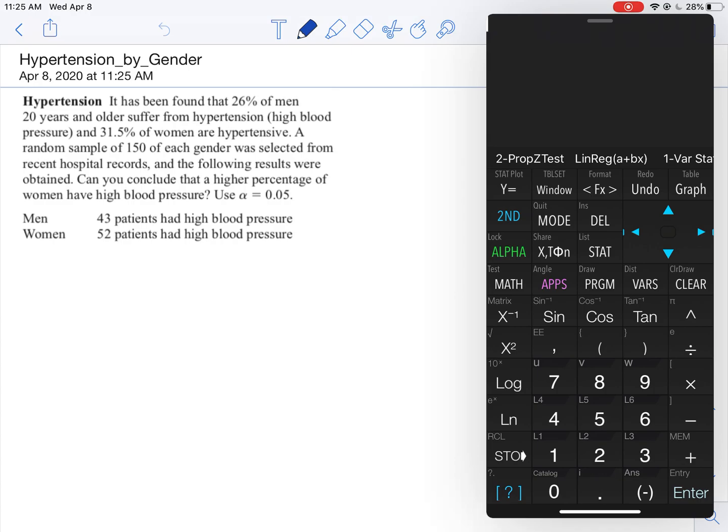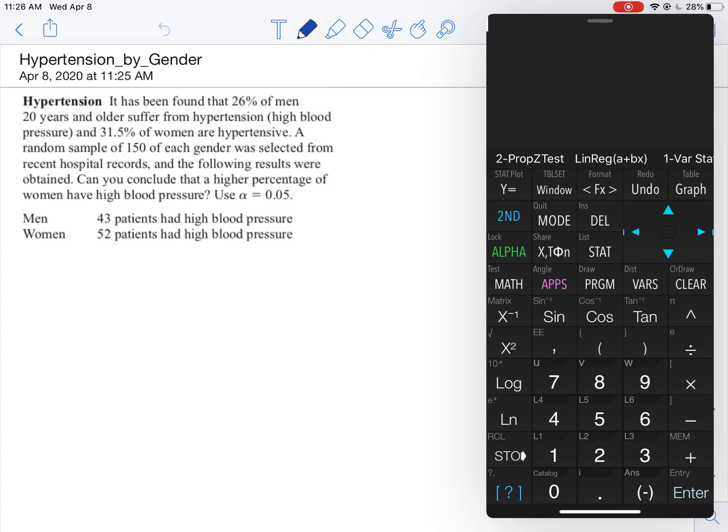In the review of the hypertension by gender problem, I noticed a few mistakes going through it, so this will be a good opportunity to review this. All right, so let's take a look. It has been found that 26% of men 20 years or older suffer from hypertension, and that 31.5% of women are hypertensive. Now, they're telling us a random sample of 150 of each gender were selected from recent hospital records, and the following results were obtained. Could you conclude that the higher percentage of women have higher blood pressure?